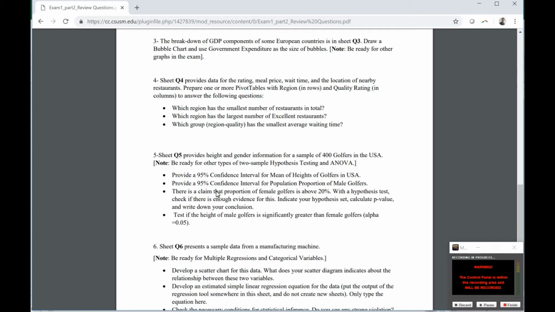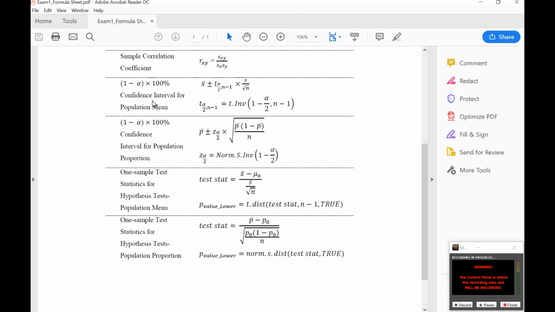So one is a one sample test, and the second one is when we have two samples, when we want to compare male golfers versus female golfers. For the first one, let's go one by one. I'm going to start with a 95% confidence interval for the population mean. So if you go to the formula sheet, this is what we should be looking at. 1 minus alpha percent confidence interval for population mean.